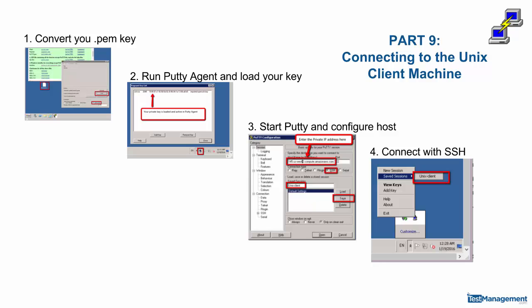Part 9, connecting to the Unix client machine. For this we're going to use a suite of tools called Putty. So there's Putty Agent, Putty Gen and Putty itself. This suite of tools allows us to connect from our Windows machines via what we call a secure shell onto our Linux machines.